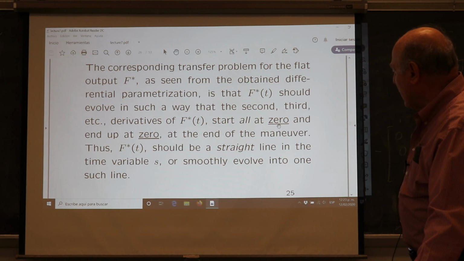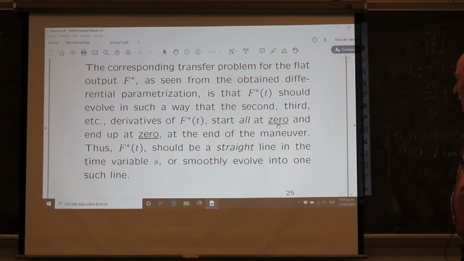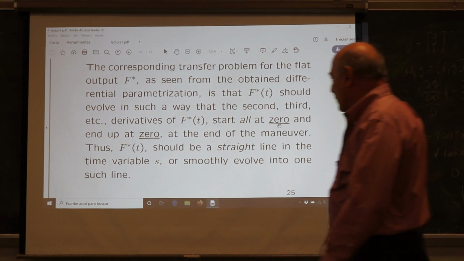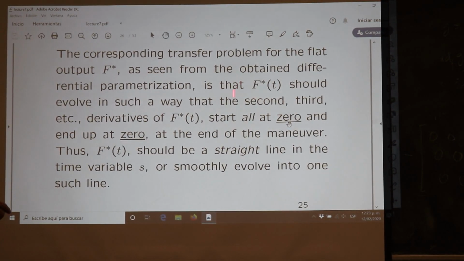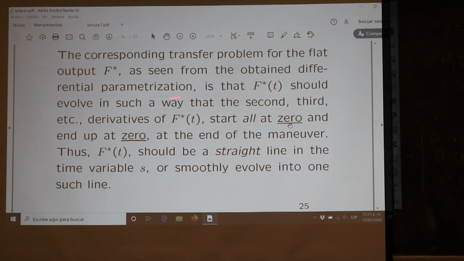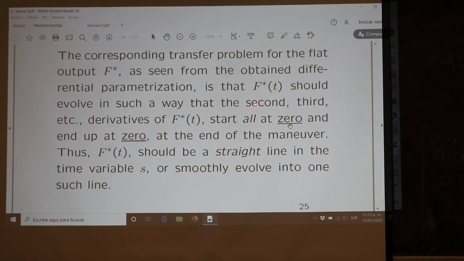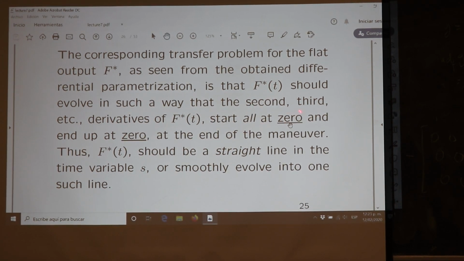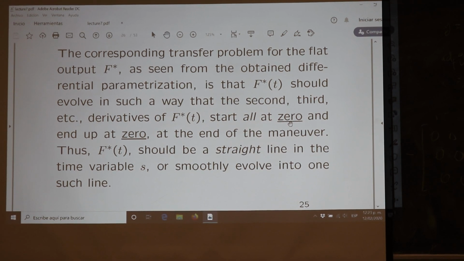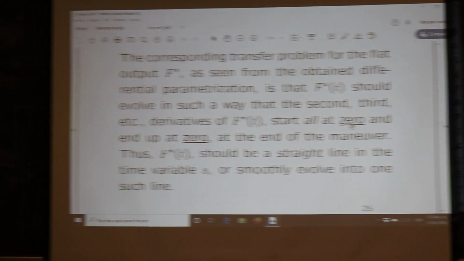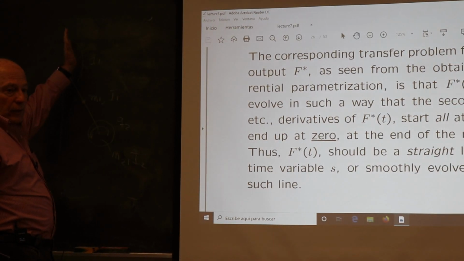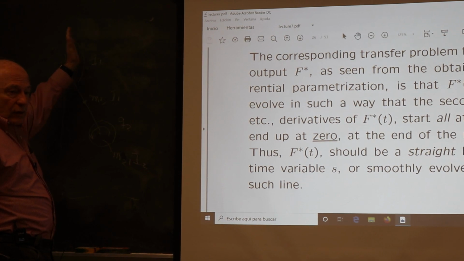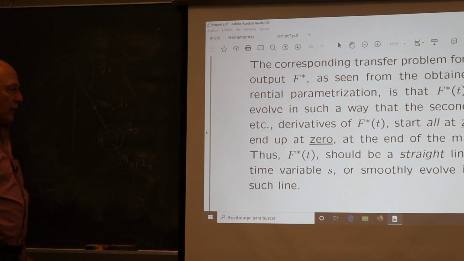So the idea is to have the nominal value of the flat output evolve in such a way that the second and third derivatives start at 0 and end up at 0. So this is the velocity and the acceleration at this point, which starts at 0, has to end up at 0 if you want equilibrium up there. Velocity equals 0 also in the final position.